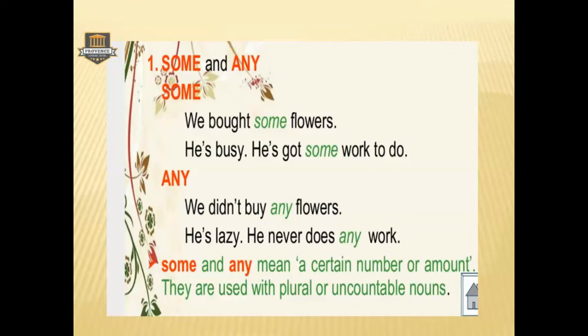Any. Example number 1, we didn't buy any flowers. We have didn't in the sentence, so the sentence is negative. This is why we used any. Example number 2, he is lazy. He never does any work. We have the word never, which is equal to not, so this is why we used any. So some and any, both of them mean a certain number or certain amount of something. They are used with plural nouns or uncountable nouns. So can we use them with the singular nouns? No, we cannot.